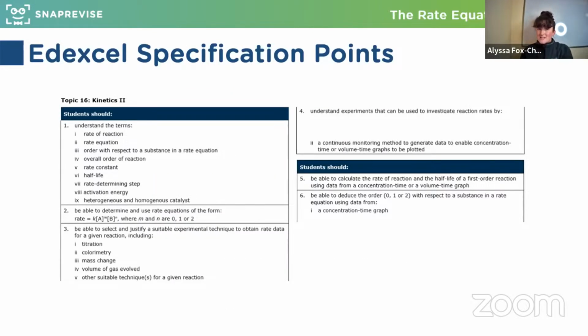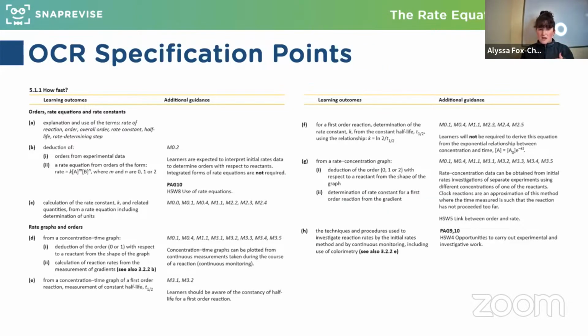If you're Edexcel, it's these spec points that we're going to be covering. And if you're OCR, it is these spec points. Again, double check, it says explanation and use of these terms. So you need to be able to explain them and use them in an explanation. For point F, it says determination of the rate constant. So you're going to need to find the rate constant.